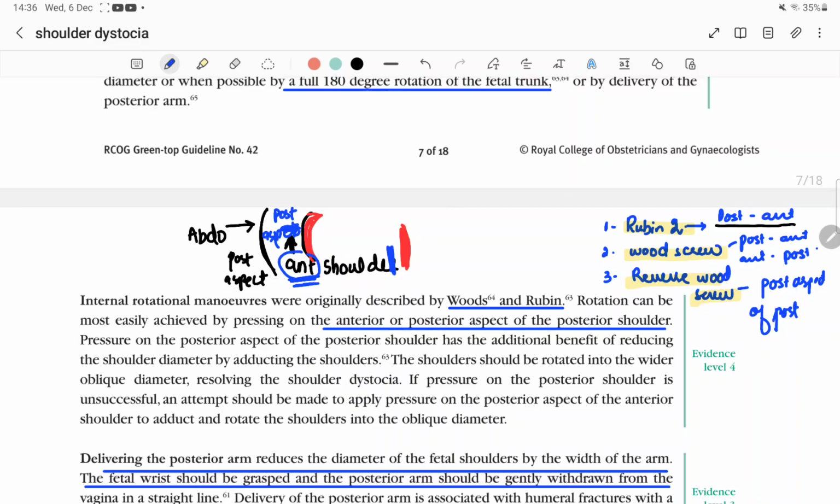Okay, this is the wood screw. Look, posterior aspect of anterior and anterior aspect of posterior shoulder, this is wood screw. But if you apply the pressure on the posterior aspect of the posterior shoulder, it is reverse wood screw. These are the three internal maneuvers.